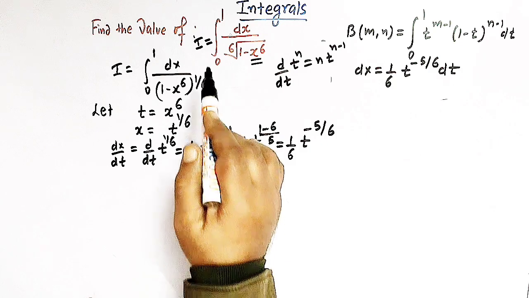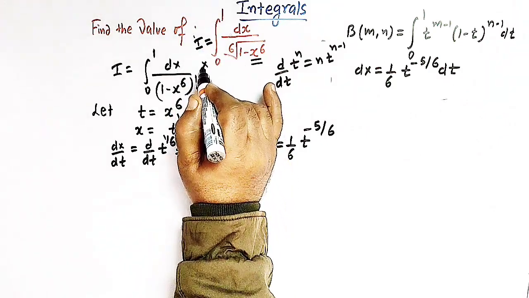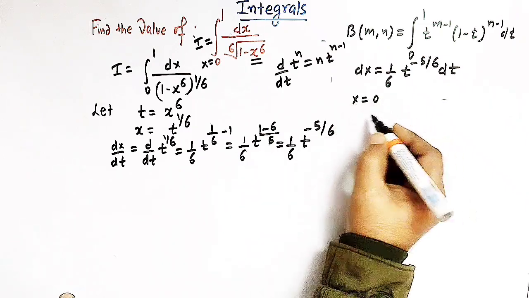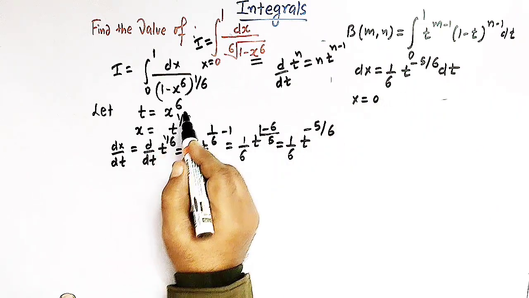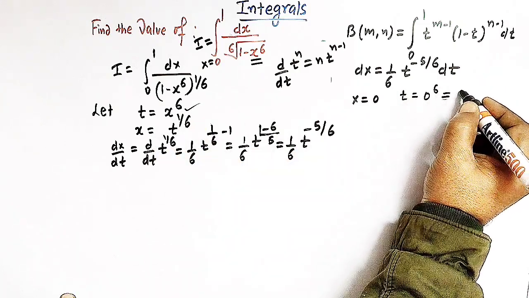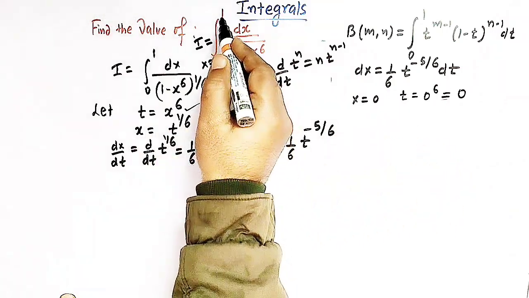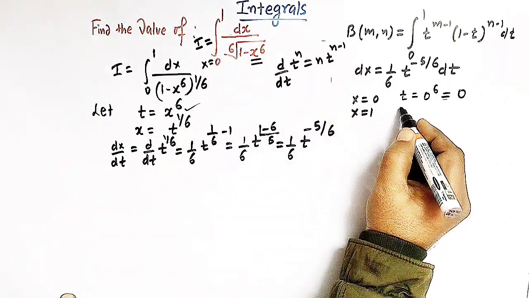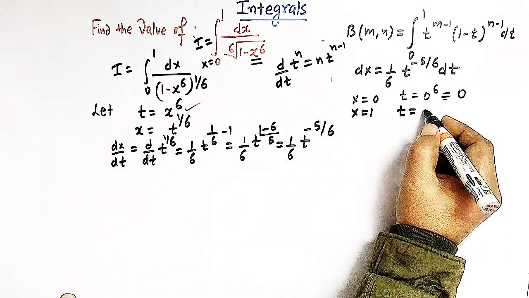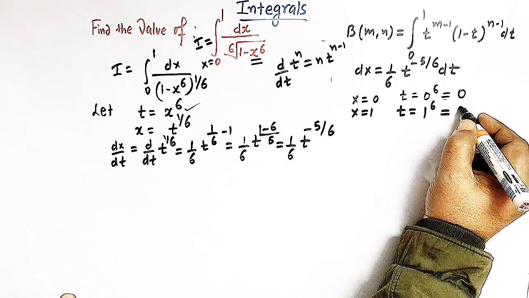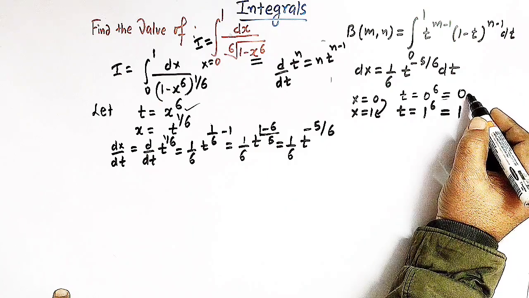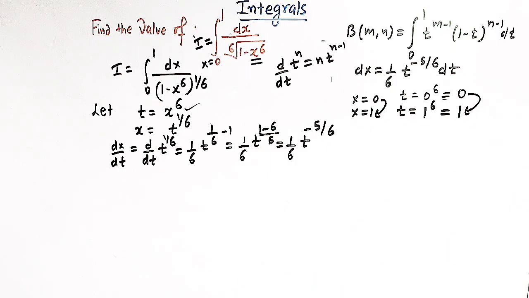Now let us change the limits accordingly. So here x varies from 0 to 1. When x is equal to 0, the value of t can be obtained from this relation. So we have t equal to 0^6, that is simply 0. And when x is equal to 1, then we have t equal to 1^6, that is simply 1. So when x varies from 0 to 1, then t varies from 0 to 1.